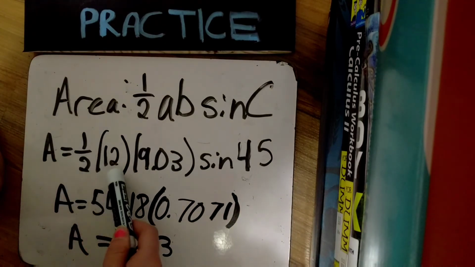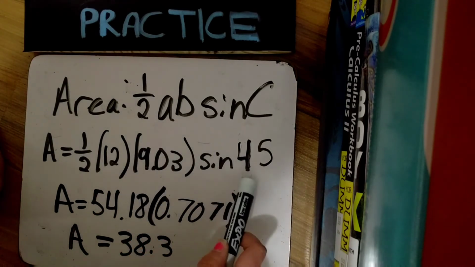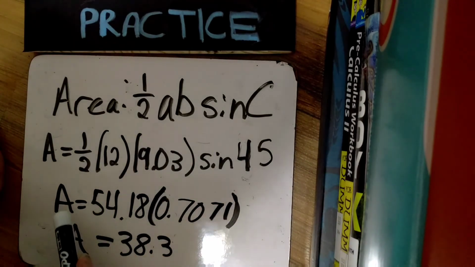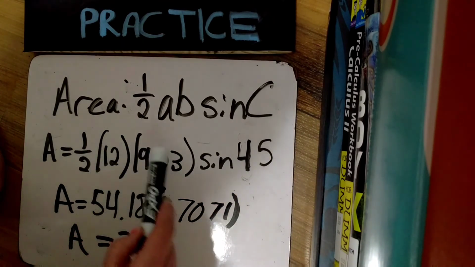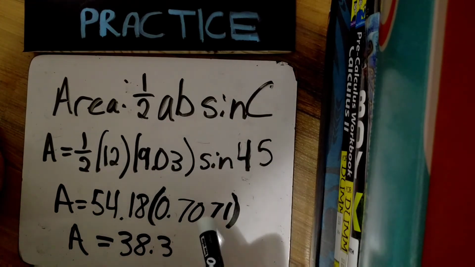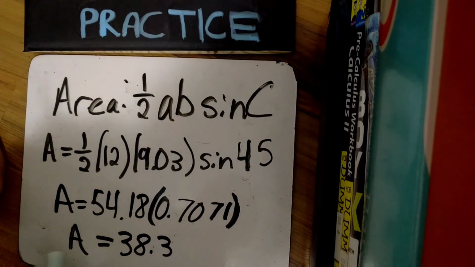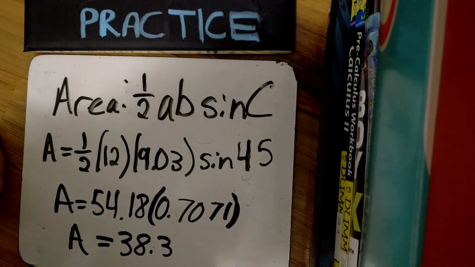So the area equals 1/2 times 12 times 9.03, which is the side we found for C, times the sine of 45, and then area equals 54.18, which is what this equals, times the sine of 45, which is 0.7071, rounded, of course, use the actual value that's in your calculator, and that gives us the area equals 38.3, and then units squared. We didn't have units in this problem, but if you did, you'd add whatever units were squared. This is the area of that triangle. Make sure you have this in your notes.